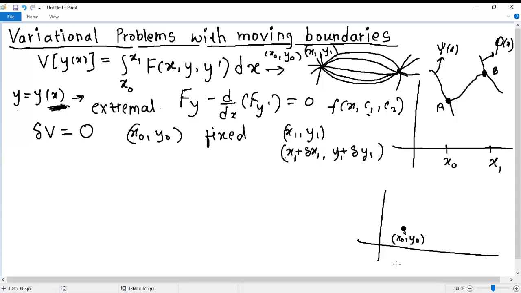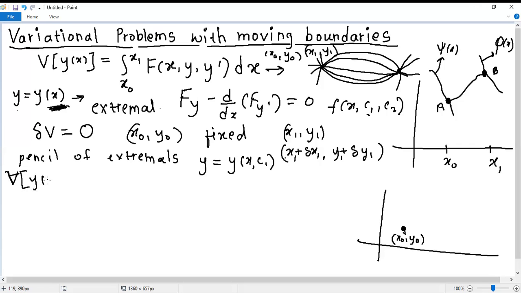And therefore, the extremals passing through the point (x naught, y naught) will form a pencil of extremals, which look like y equal to y of x comma c, and the functional v we are evaluating only on the curves of this type, y(x, c1). So this functional is evaluated on the curves of this pencil. I'll show you how it becomes a pencil and why it's called a pencil of extremals.